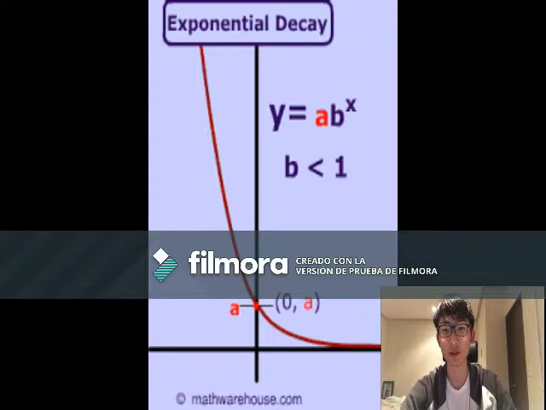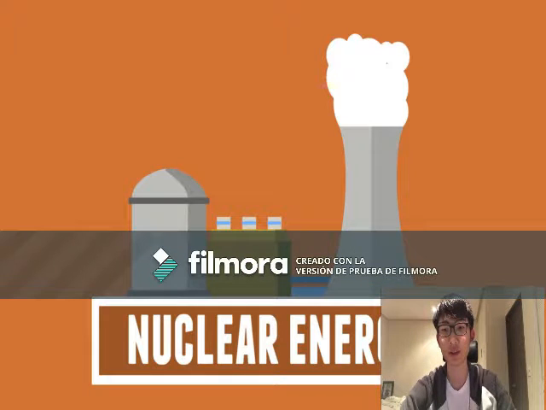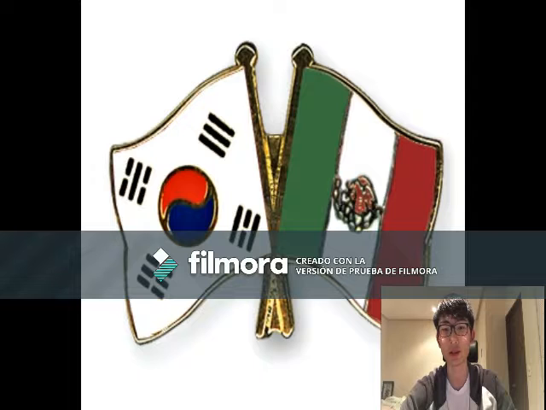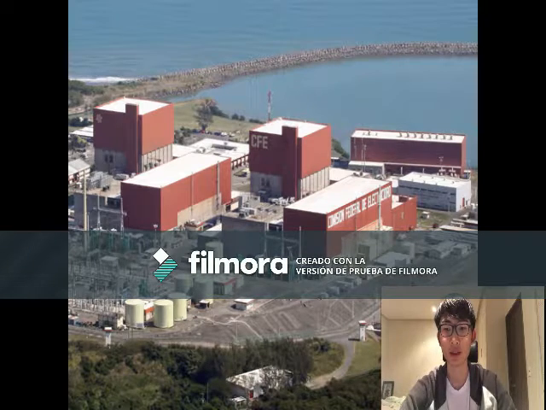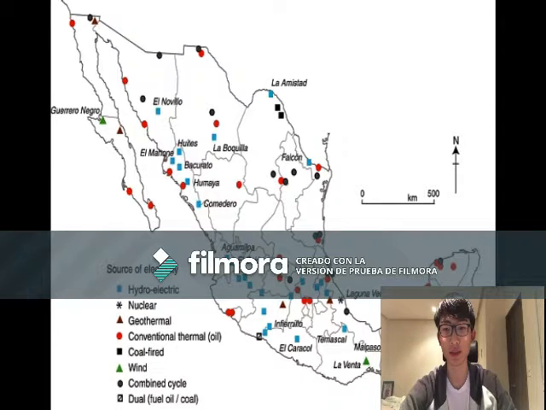Nuclear energy is a clean resource of energy because it produces no greenhouse gases or air pollutants. It is considered a necessary resource, so it is used everywhere in the world, including South Korea and Mexico. Mexico has 2 nuclear reactors, generating close to 4% of its electricity through nuclear energy plants. One of them is located in Alto Lucero, Veracruz.